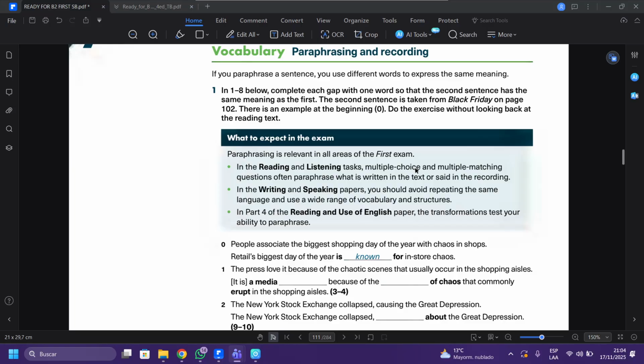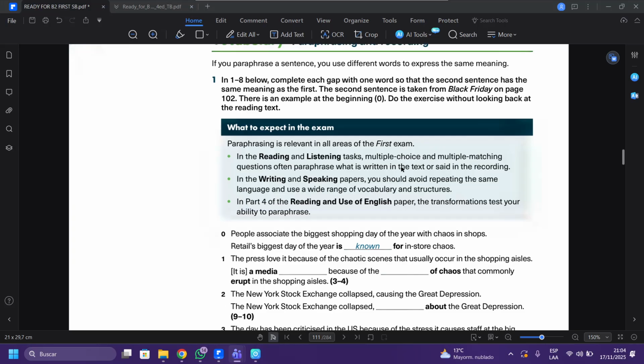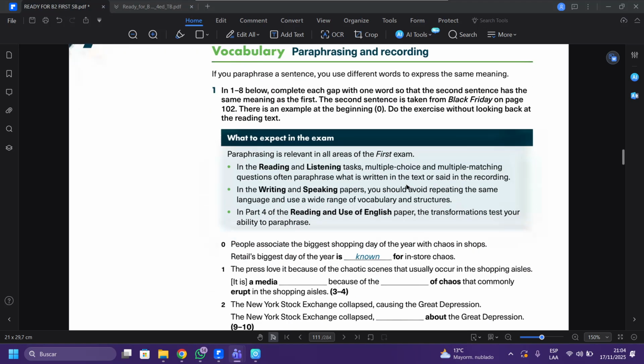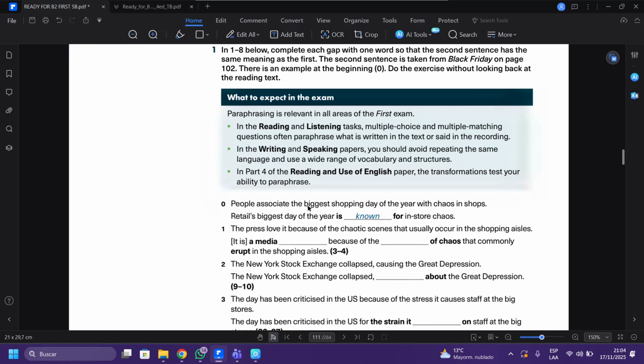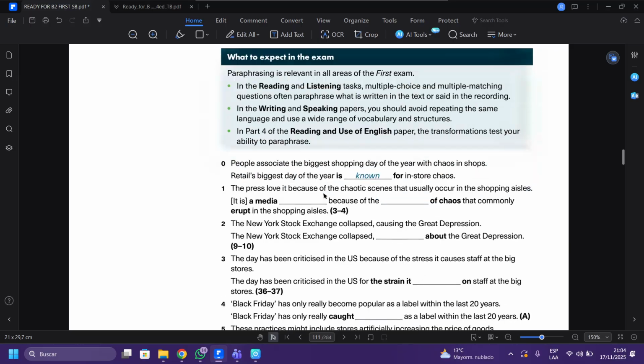The second sentence is taken from the Black Friday reading on page 102, the reading that you carried out in the last lesson, okay? There is an example at the beginning. Please help me out by following the reading. What is to be expected in the exam? Paraphrasing, which is the same as saying something in other words, is relevant in all areas of the first exam.